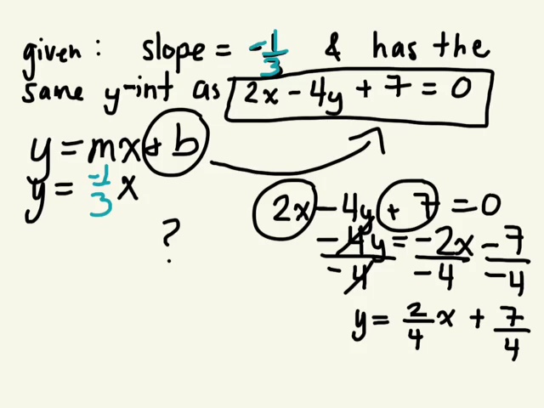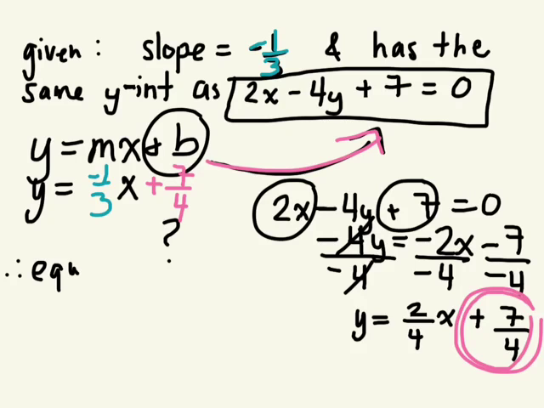Now that it's in slope-intercept form, which part of this equation represents the y-intercept? Yep, 7 over 4. Good. So I'm going to replace b with it, because it says that it has the same y-intercept as this equation, which we found is 7 over 4. That's it. My equation of the line, given the information, is y equals negative 1 over 3x plus 7 over 4.